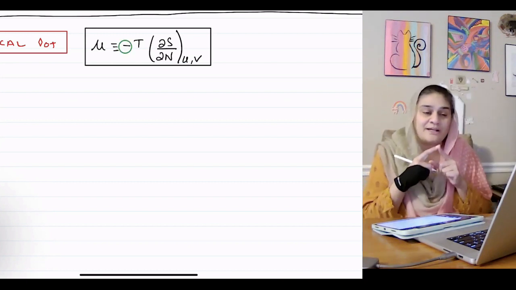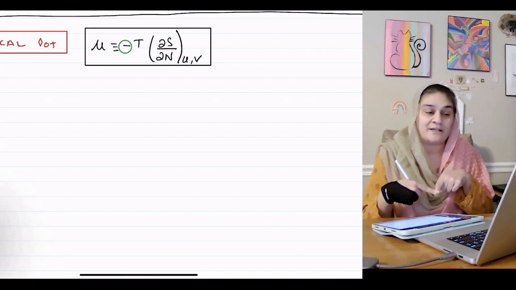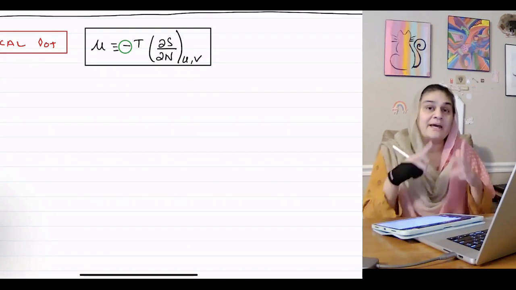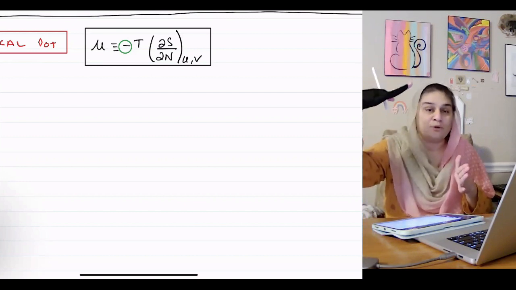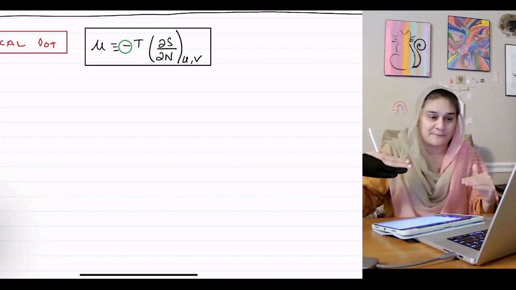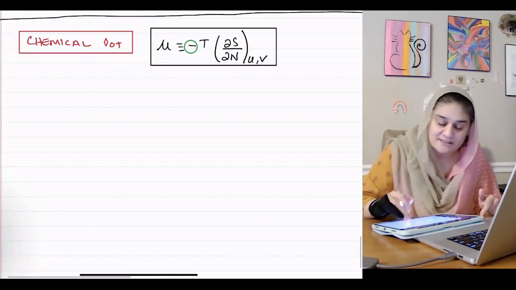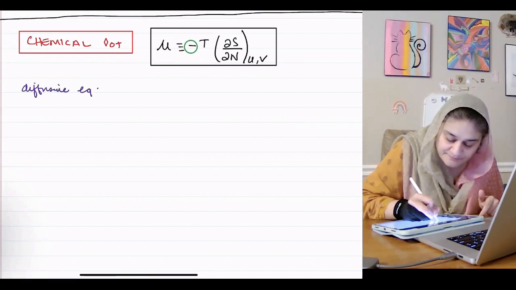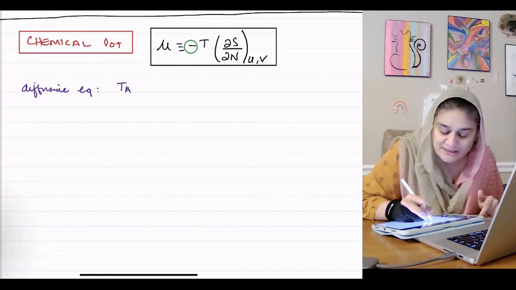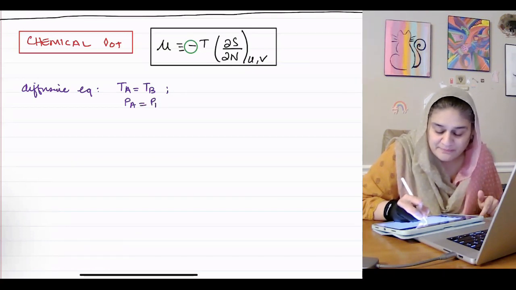Now, the negative sign implies that the system with larger mu over T will get more particles. In fact, what it means is that the particles will flow from a higher mu over T to a lower mu over T. So at diffusive equilibrium, the conditions that must exist are TA must equal TB, PA must equal PB, and mu A must equal mu B.